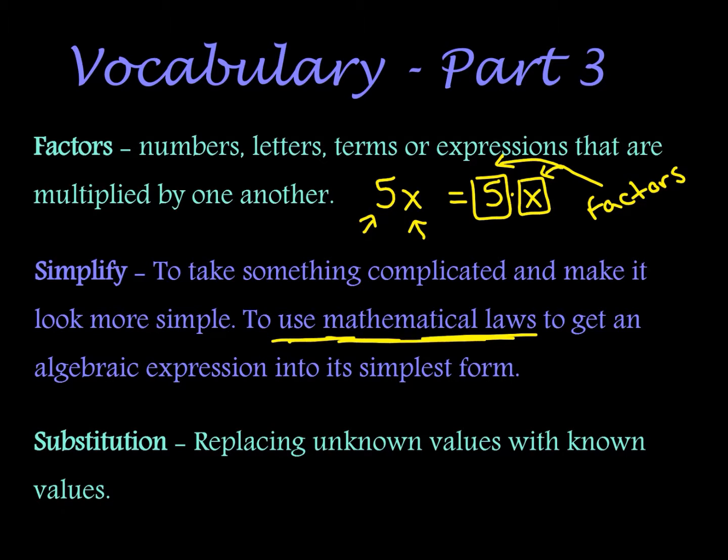To simplify something in algebra is basically to take something that is complicated or that looks complicated and to make it look more simple. The way that we do that is by using various mathematical laws and properties that we've learned in the past. To substitute is to replace unknown values with known values. So usually it means replacing unknown values, which are usually in the form of variables, with known values, which are normally in the form of numbers.